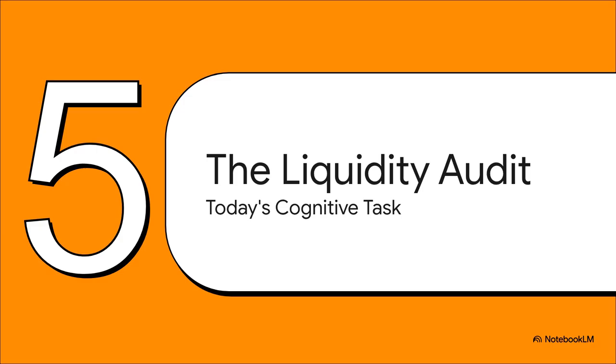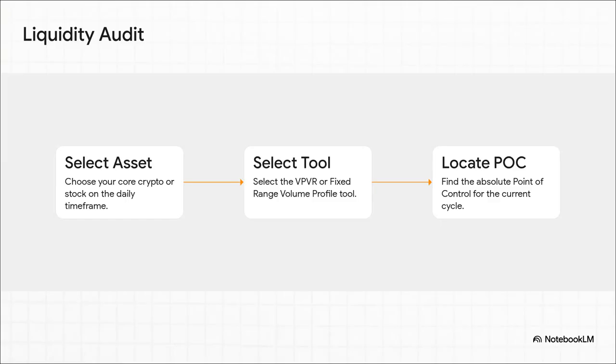Which brings us to your cognitive task for today, executing the liquidity audit. As you know, we never just teach theory in this masterclass. You have to put in the actual work to rewire your brain. All right, here is your actionable homework. Go open TradingView right now and select your core crypto or your primary long-term stock on the daily time frame. Then pull up the volume profile visible range or the fixed range tool. Finally, locate the absolute point of control for the current cycle. And then just watch what happens. Observe how many times the price has gravitated right back to that exact red line over the past few months, basically treating it as an absolute home base. Go audit your own charts and find these invisible liquidity nodes.